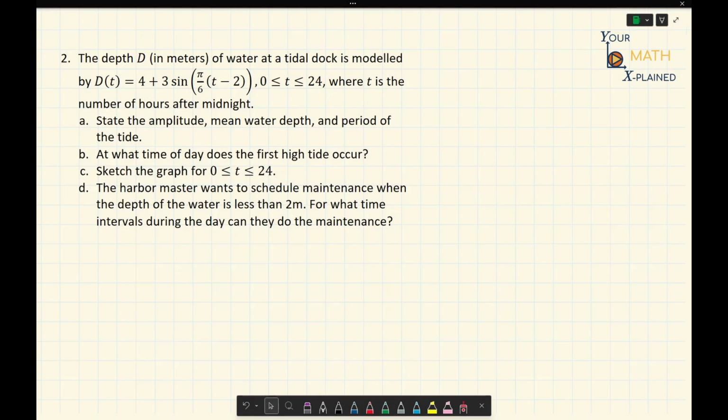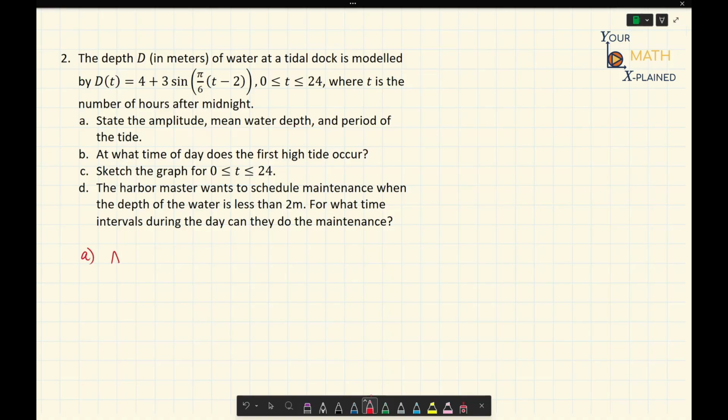For our next question, we're modeling the depth of water at a dock with respect to time. And this time, we're actually given the function. So part A, we just need to state the amplitude, the mean water depth, and the period of the tide. And we can actually get all that information straight from the function.